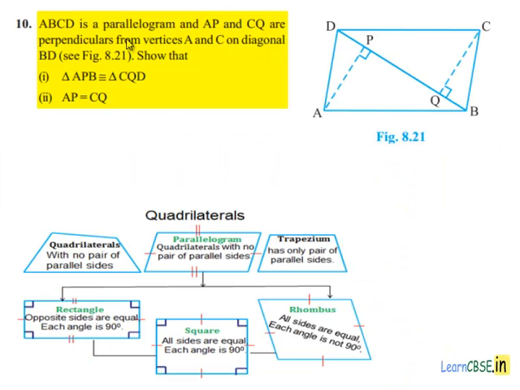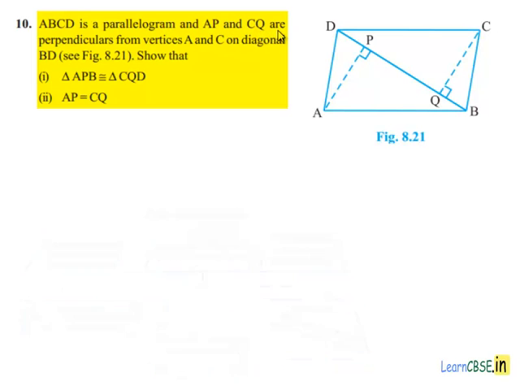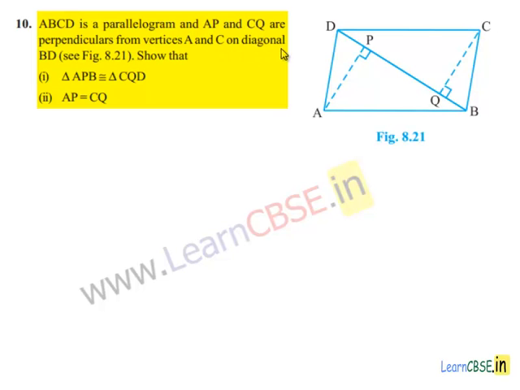Now moving on to the 10th question. ABCD is a parallelogram and AP and CQ are perpendiculars from vertices A and C on diagonal BD. Show that triangle APB is congruent to triangle CQD, and second thing, AP is equal to CQ.